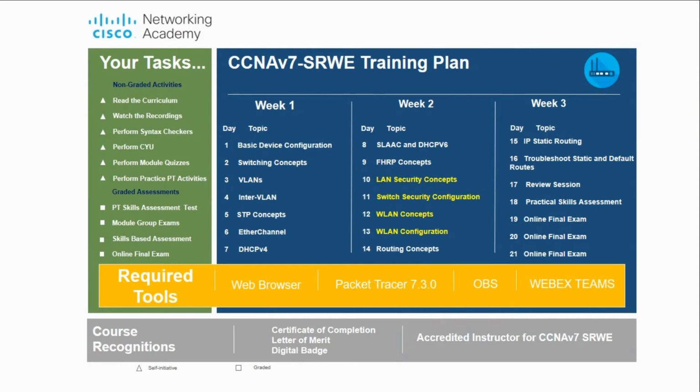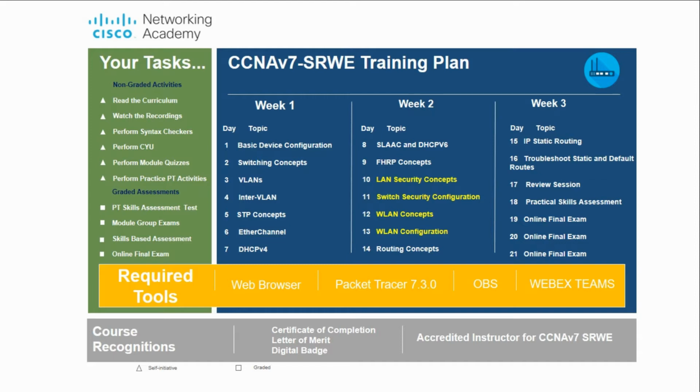So this is now our training plan. We designed this training within 3 weeks. You will see here that in week 1, 7 chapters are being covered. We have the basic device configuration, switching concepts, VLANs, inter-VLAN, STP concepts, EtherChannel, and DHCP version 4.